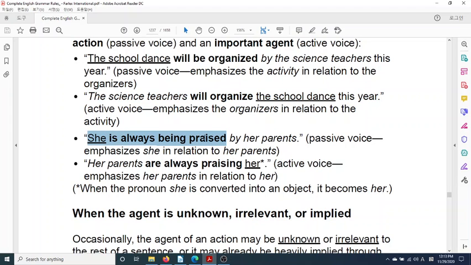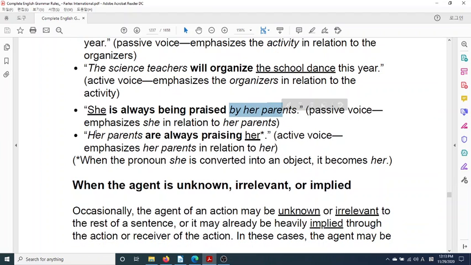She is always being praised by her parents. Here, she sounds more important than her parents. Her parents are always praising her. Here, her parents sound more important.